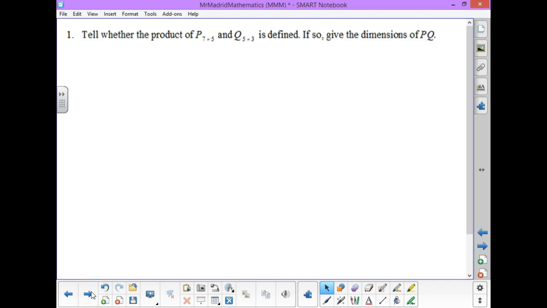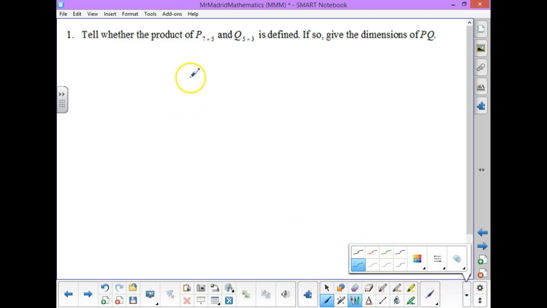Hey guys, we're going to be looking at matrix multiplication, or multiplication of matrices. We're going to take advantage of our technology, which is our calculator. So take good notes so you're aware of what you must do to perform the task of tomorrow.